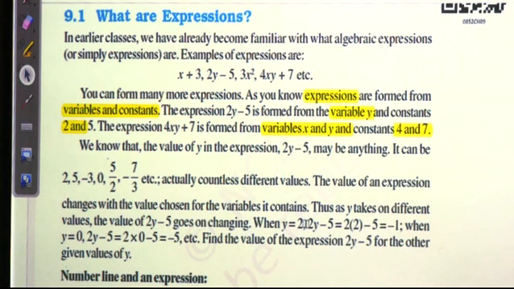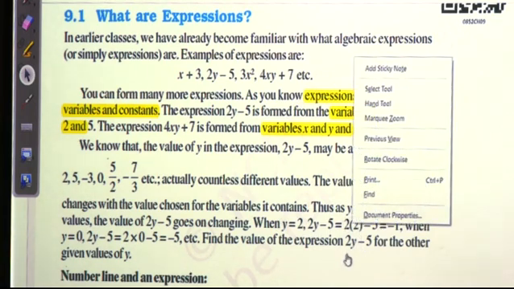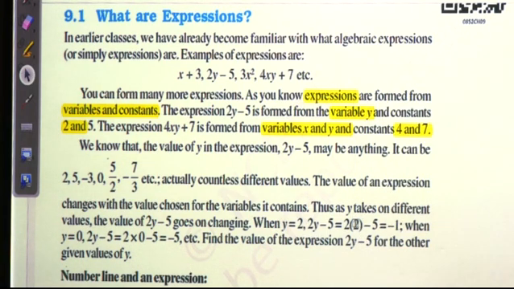When y is equal to 2, 2y minus 5: instead of y, 2 is placed, so 2 into 2 minus 5. 2 twos are 4, 4 minus 5 is minus 1. When y is equal to 0, 2y minus 5 is 2 into 0 minus 5. So 2 into 0 is 0, and minus 5 is the answer.